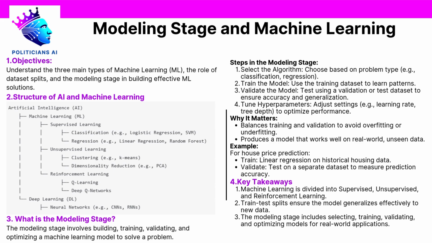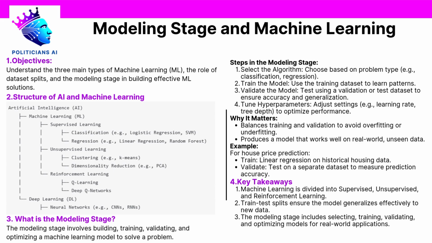AI is the broadest field that encompasses all systems designed to mimic human intelligence. Within AI, we have machine learning, which focuses on enabling systems to learn patterns from data to make predictions or decisions. Machine learning is divided into three main categories. The first is supervised learning, where the system learns from labeled data. For example, if you want to predict whether an email is spam or not, you provide the model with emails labeled as spam or not spam during training.